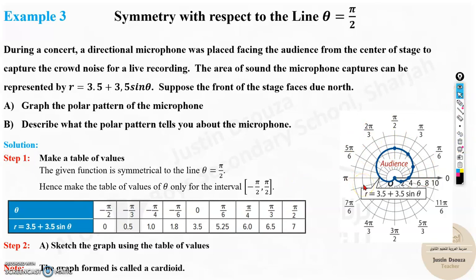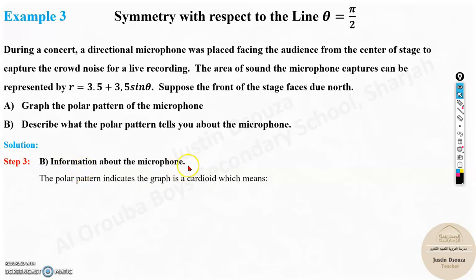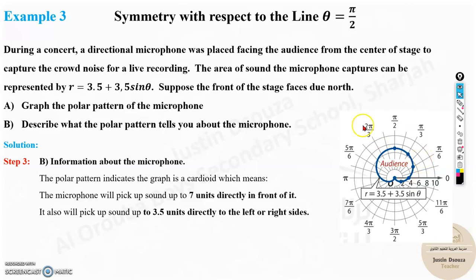Now looking at the shape, you can tell it's a cardioid. Or looking at the equation, look over here, A and B values are same, isn't it? 3.5, 3.5. That means it's a cardioid. Now, what does it say? We have to solve the second problem, right? Part B, information about the microphone. What does it say? The polar pattern indicates, look at this figure. This is a cardioid, okay?